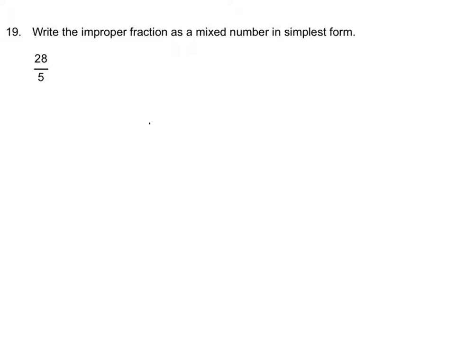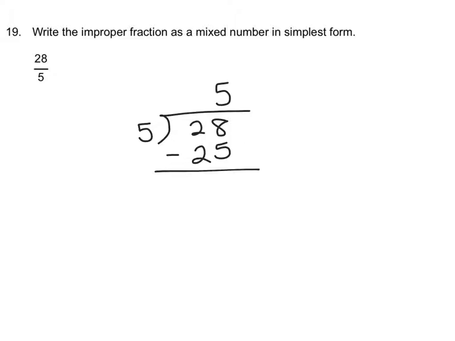That means that we'll divide the bottom number, which is a 5, into the top number, which is 28. Now we just do long division. So 5 times what gets me close to 28? Well, I know that 5 times 5 is 25. Now I'll subtract the numbers. 28 minus 25 is 3. I don't have any other numbers to bring down, so my remainder is 3.